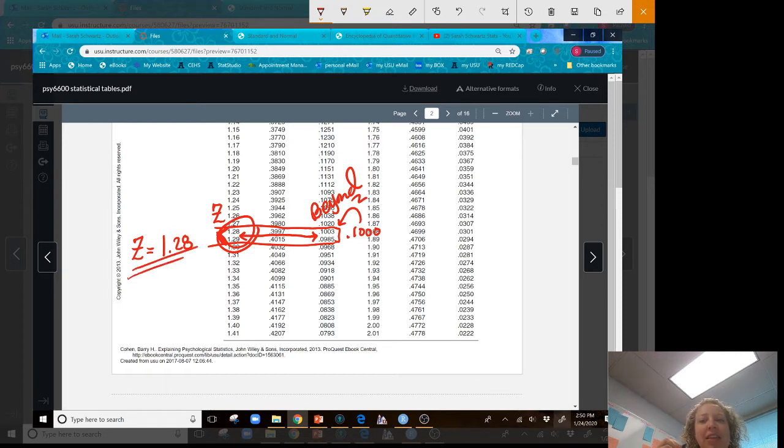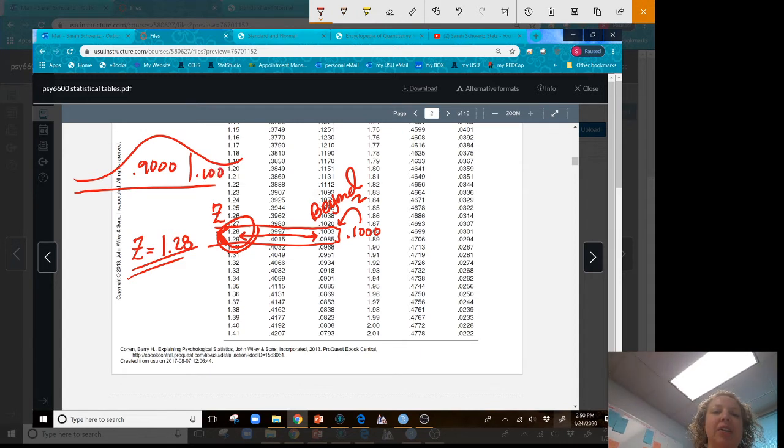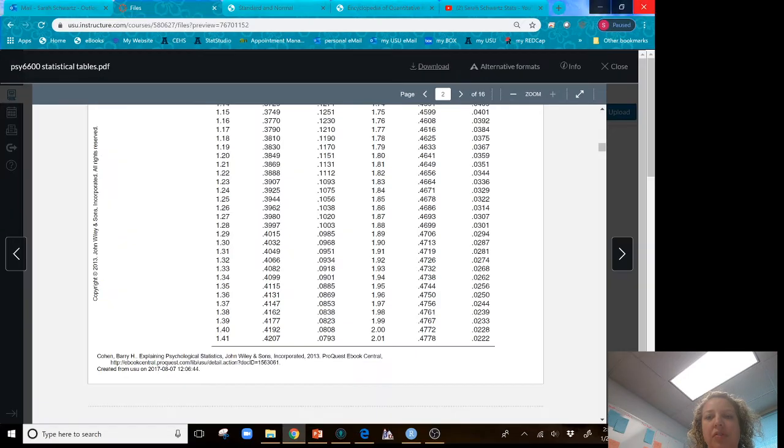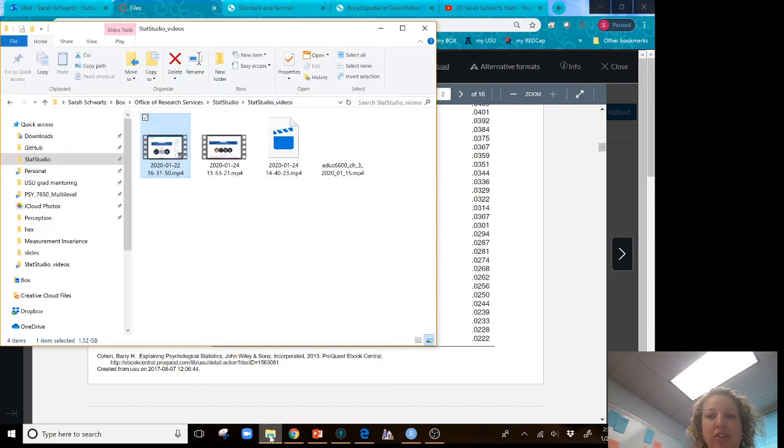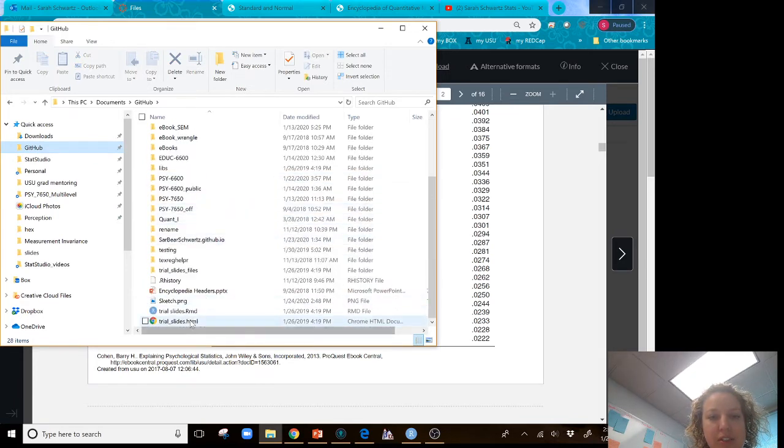So for the 90th percentile, in order for us to have 90% to the left, we have to have 10% to the right, and that means that our z-score is 1.28. So let's write that down. Z-score equals 1.28. All right. Now the other problem, we needed to find a z-score first. So let's go back to where we were at. Sketch. I just saved it as sketch.